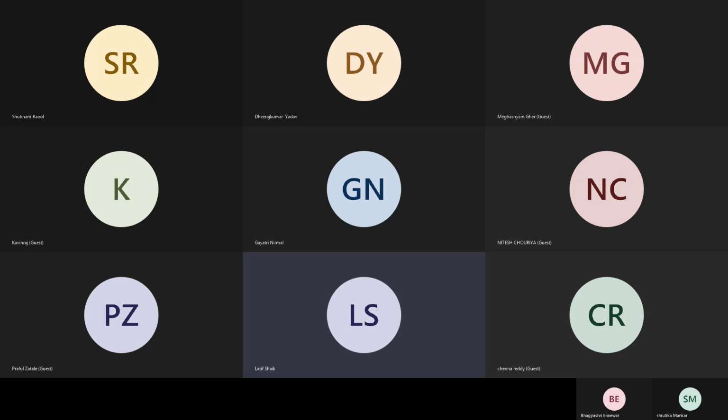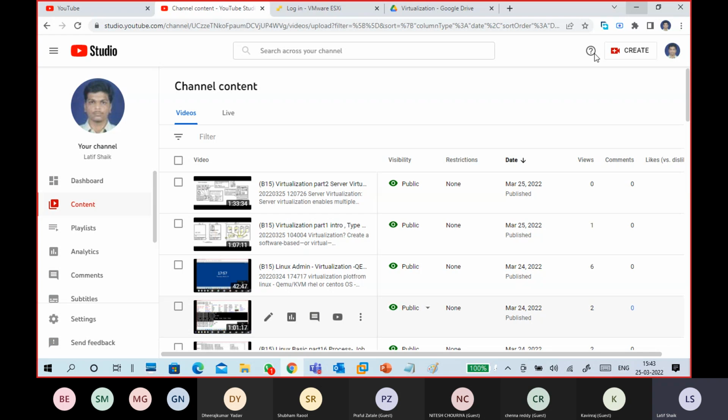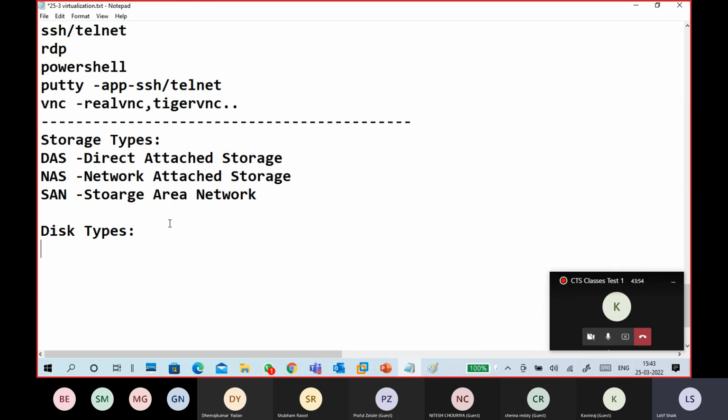I'm telling some storage related things. Guys, record is started. Okay, it is storage types: directly attached storage, network attached storage, storage area network.